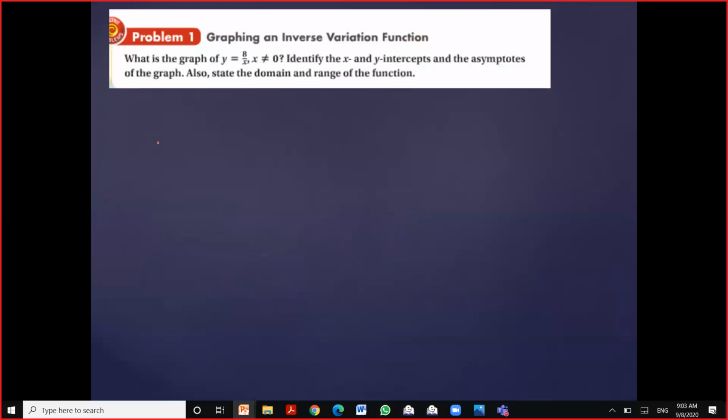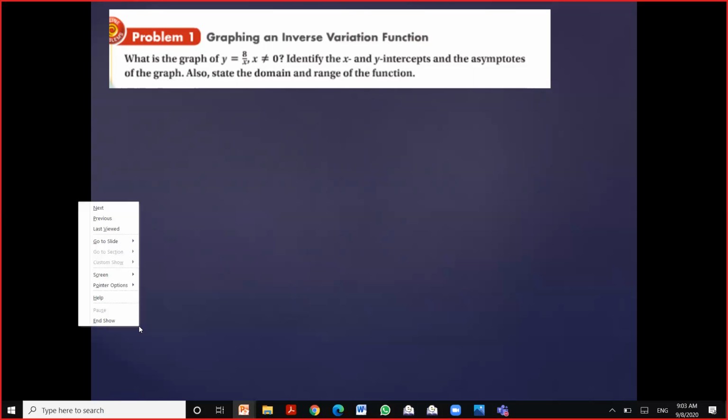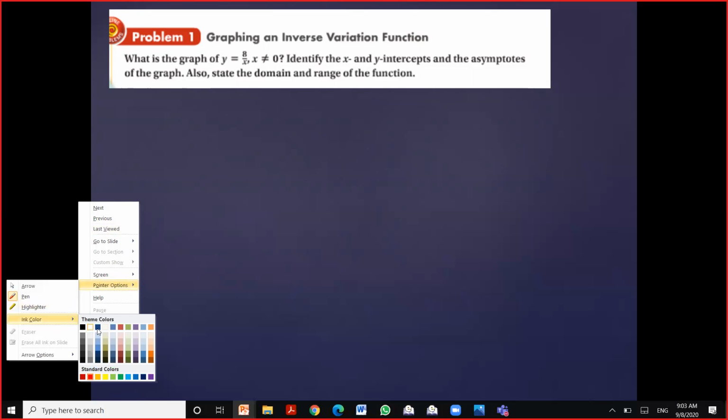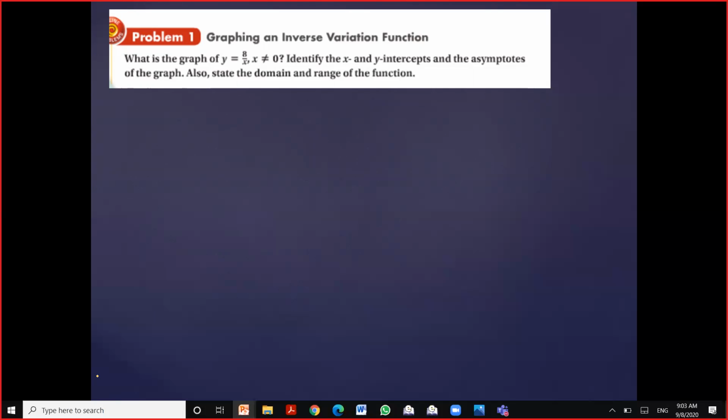Let's now start with how we can graph the inverse variation, inverse or reciprocal variation, reciprocal function.